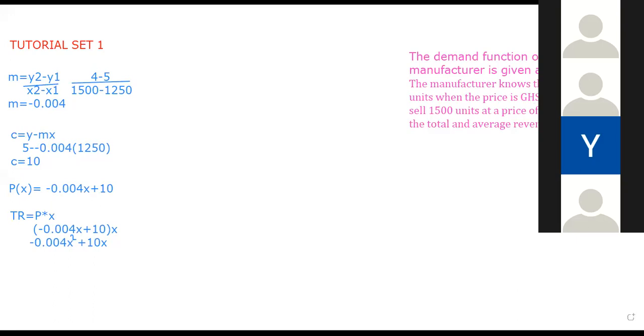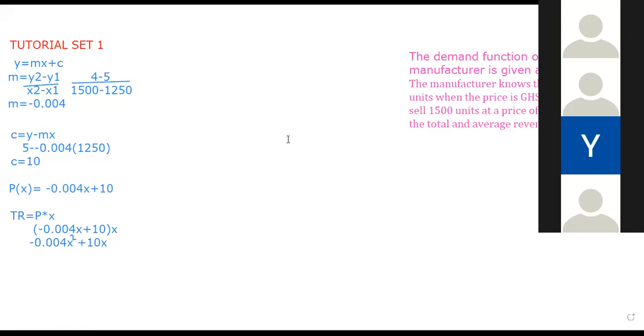So I told you that the demand function is the same as the price function. So once you have to find total revenue and you have not been given price, you have to develop the price function using the information provided. So our y1, y2, x1, x2 has been given. So you use the equation of a straight line, which is y is equal to mx plus c. So you will find your m and find the c. It's the same as finding the a and the b in the price function.